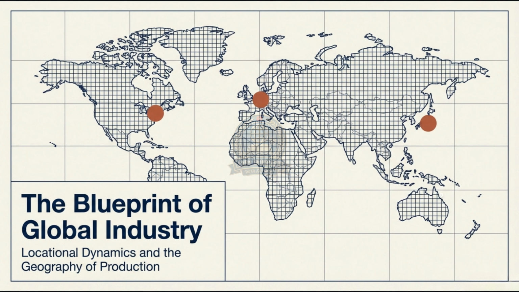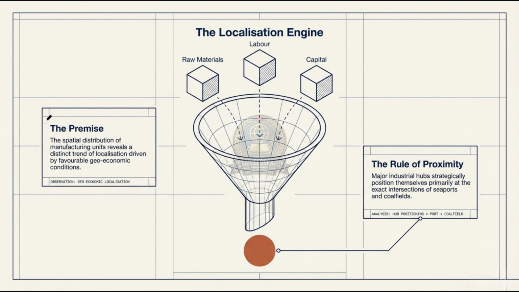Hi everyone. In this class, we are going to discuss the blueprint of global industry. That means different industrial regions of the world. Now, the premise is that the spectral distribution of manufacturing units reveals a distinct trend of localization driven by favorable geo-economic conditions. Okay, geo-economic conditions means raw material, labor, capital, market, etc.